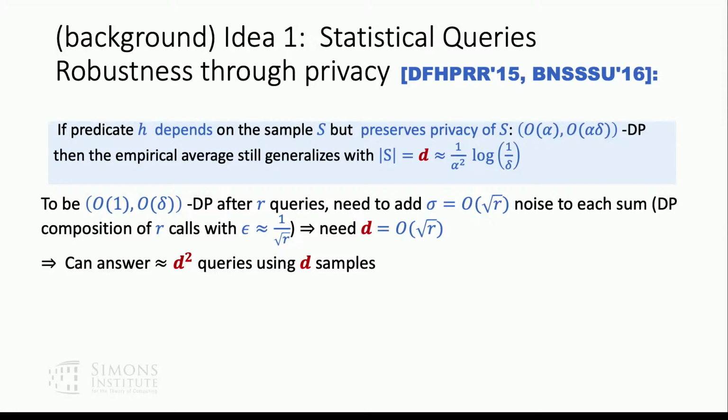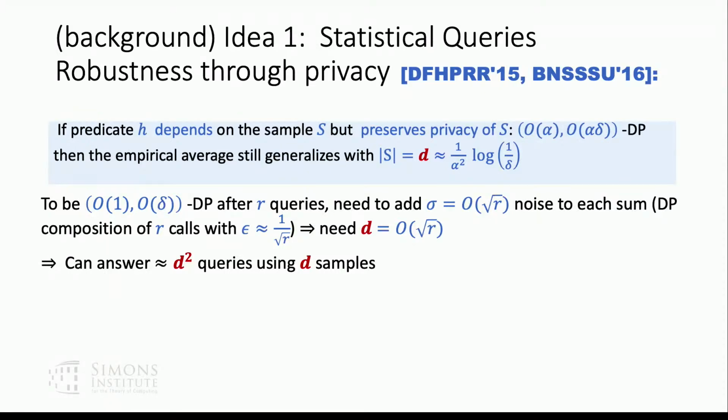So each time, if our predicates are not dependent on the sample, we can answer exponentially many queries. If our predicates are dependent on the sample, but we do the empirical average, it's linear. But here, if the predicate depends on the sample but preserves the privacy of the sample, meaning that we can't tell if a particular element is sampled or not, and the privacy parameter should match our accuracy, and these are just epsilon-delta DP with these parameters.